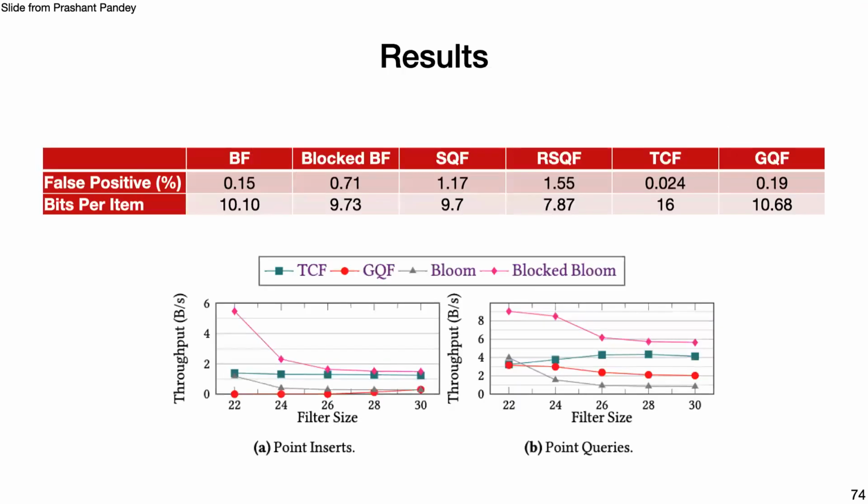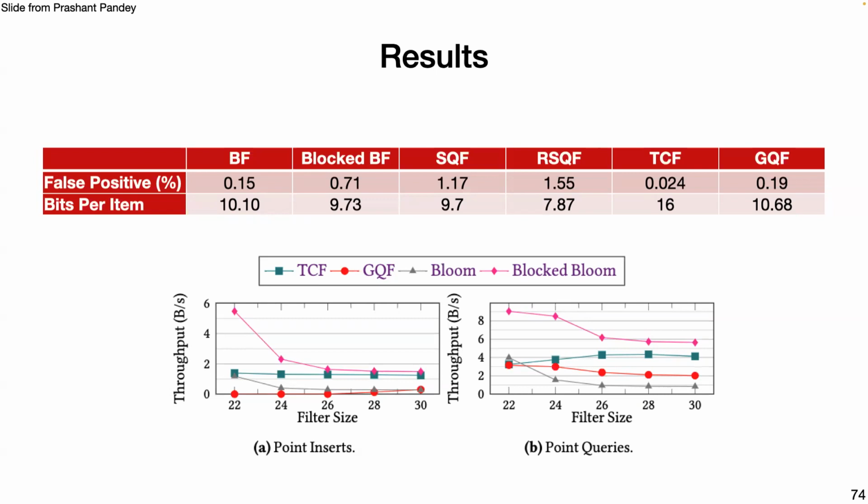So these are the results: the sizes and the false positive percentages. You can see that the blue filter has 0.15% false positives, and then there are the new ones, TCF and TQF. This one is slightly higher, and this one is lower, at about 2%. And then the bits per item for the blue filter is about 10, for TCF is about 16, and TQF is about 10.